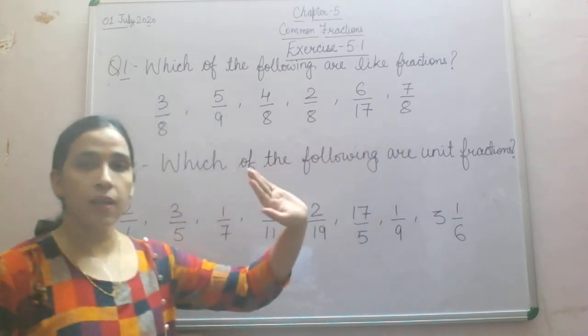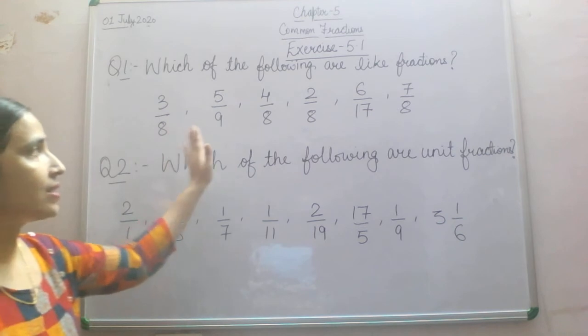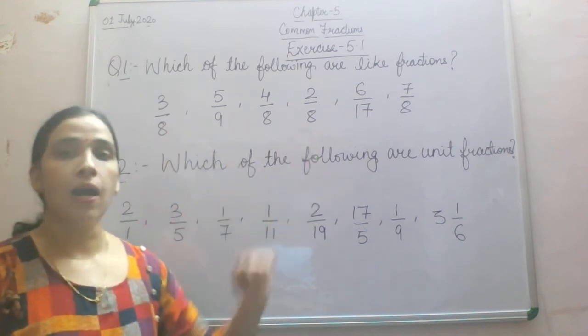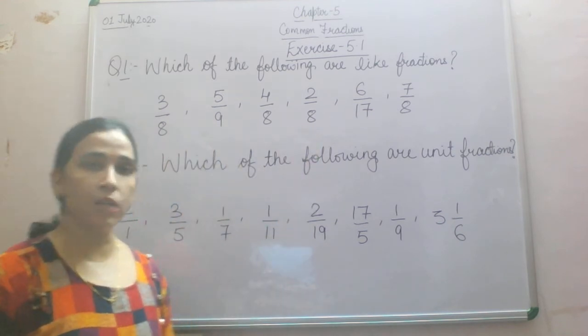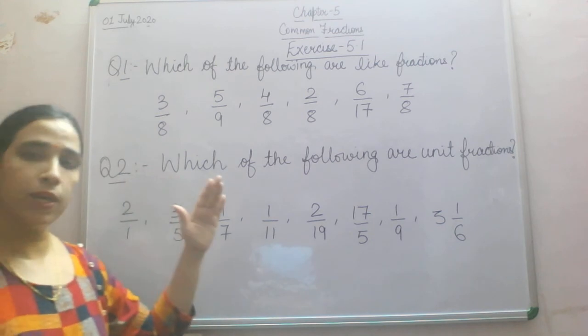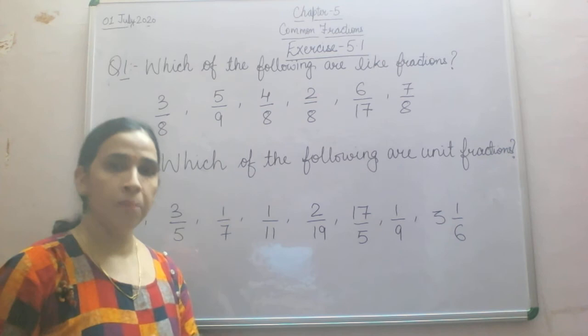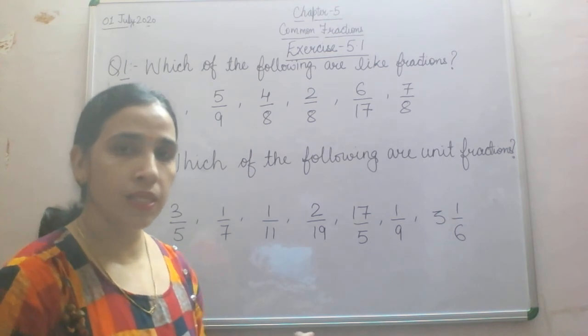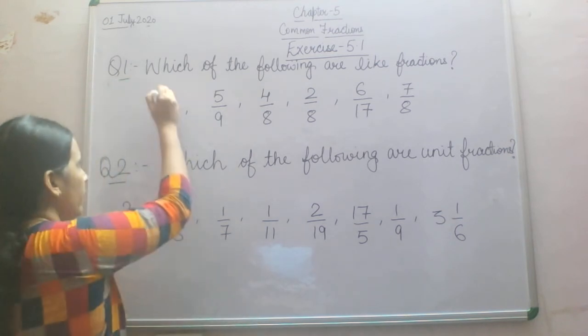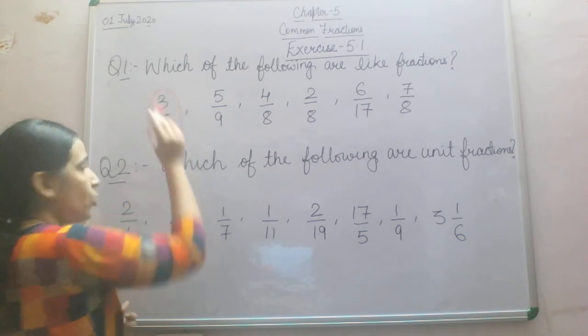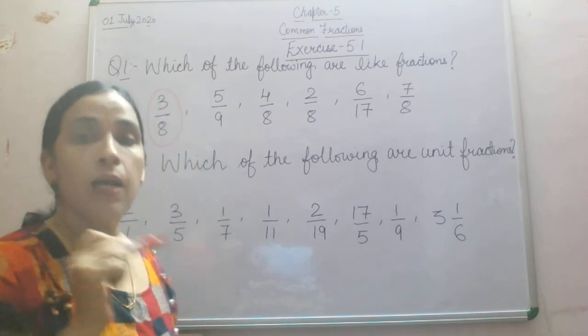So what are the like fractions? The fractions having the same denominators are called like fractions. So in this way only you will all write the question in your copy. And now, as you can see, I am using a different color pen. So in your copy you will encircle it with a blue pen.